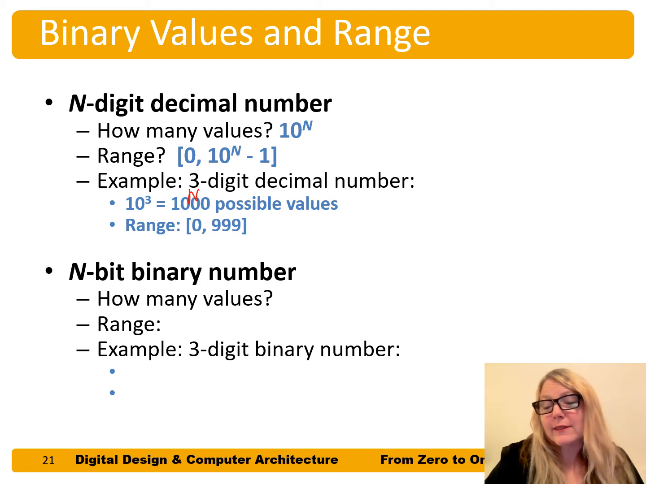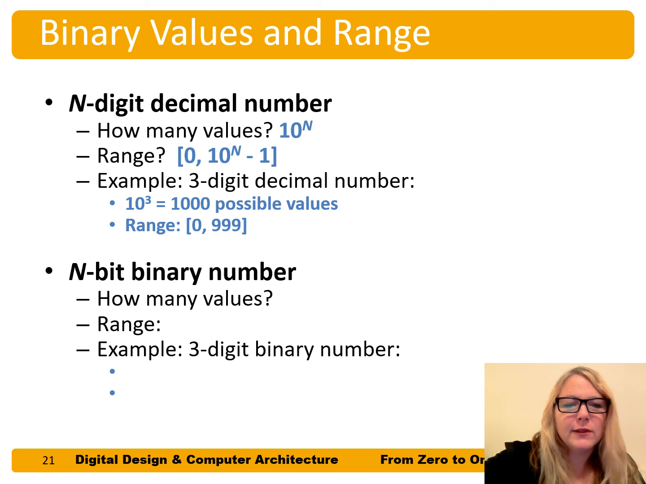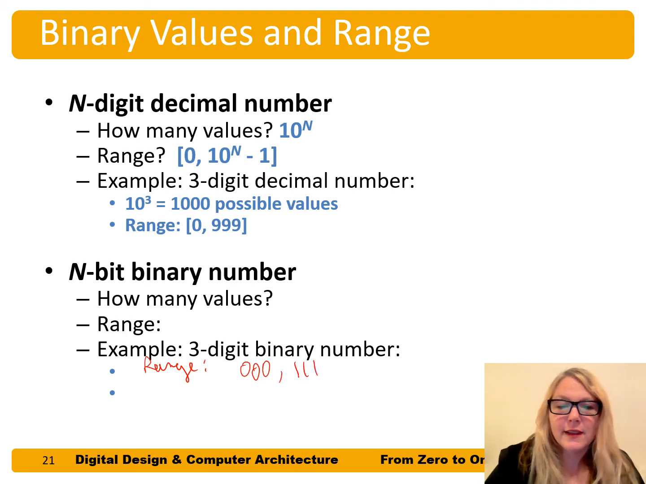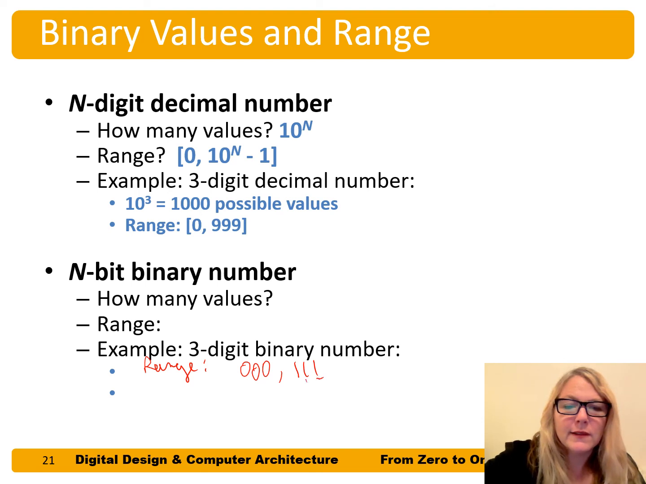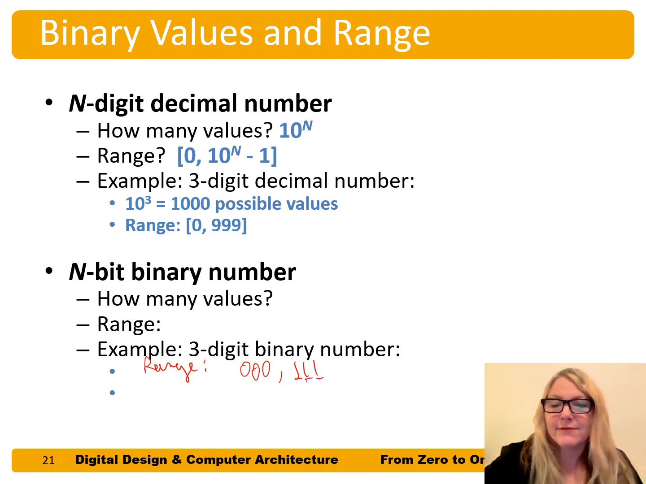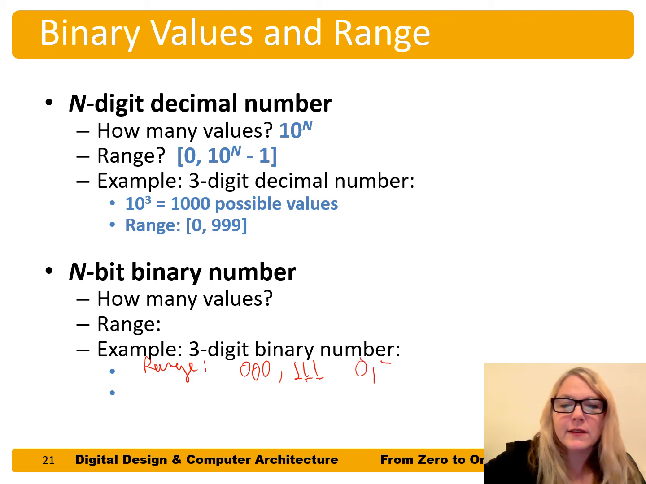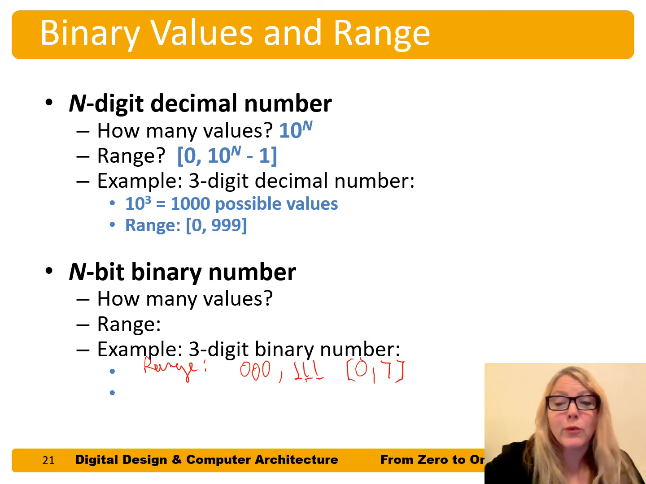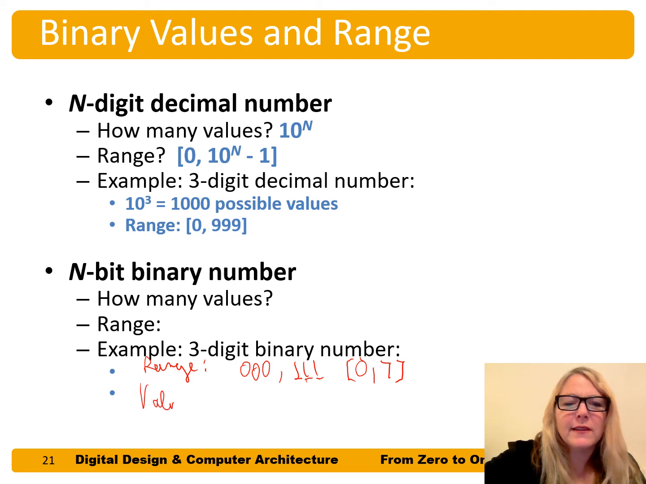For n-bit binary numbers, we're going to see a similar pattern. What's the range? Let's start with that. What's the smallest number we can represent? It's 000, or just 0. And the largest number we can represent is 111. That value is 1 plus 2 plus 4, or 7. So our range is from 0 to 7. And how many values can we represent? We can represent the numbers 1 to 7, that's 7 values, plus 0. So that's 8 values. The number of values we can represent is 8 unique values.